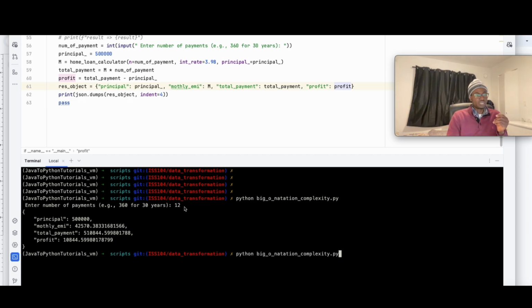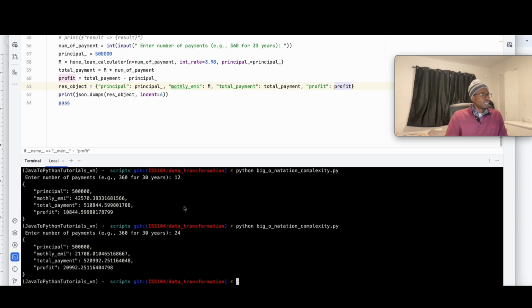But let's assume I want to pay this in 2 years now. Let's say 24 months in this case. And then you can see for the same principal, instead of 42,570, I'm going to be paying 21,708 monthly for 24 months. And then the total payment has risen to 520,992, and the profit is 20,992. So the longer you pay, the more the total payment you pay, the higher the profit to the lender.